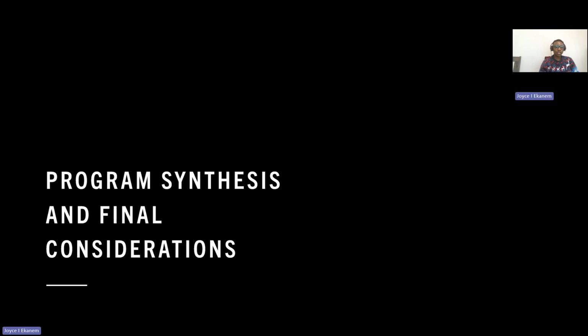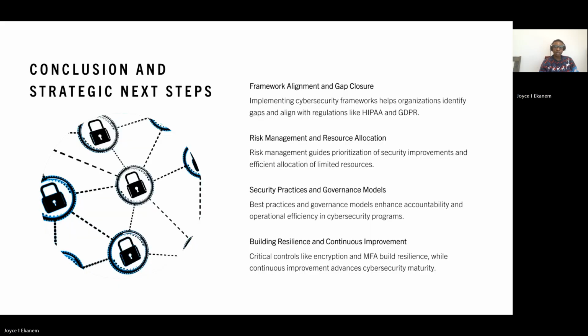Conclusion and strategic next step. That's program synthesis and final consideration. Effective implementation of a cybersecurity framework enables organizations to identify and close gaps between their current and future cybersecurity states while maintaining alignment with regulatory expectations such as HIPAA, PCI DSS, SOX, or GDPR.